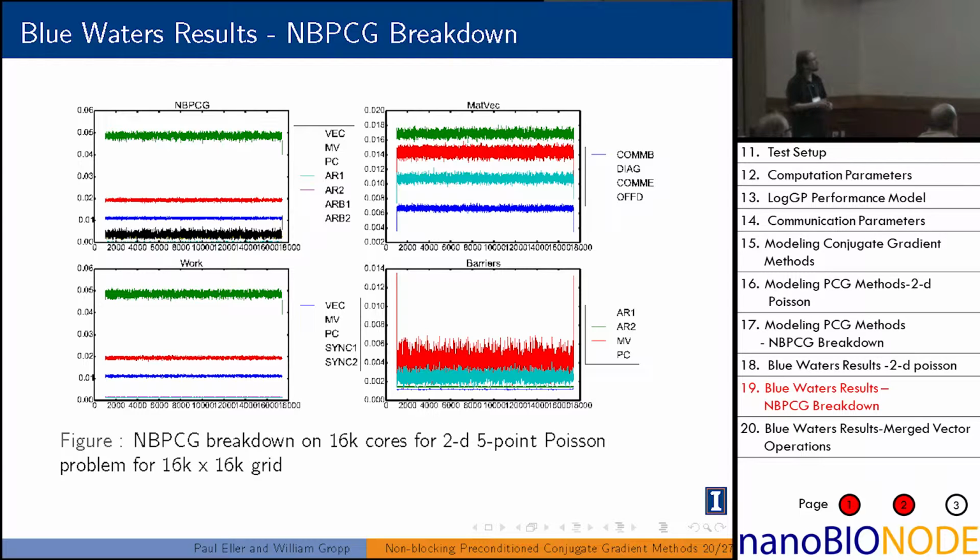For the bottom two graphs, we insert barriers after each of these operations to try and figure out where the variation in performance is coming from. And in general, we can see that the matrix vector multiply is causing a lot of blocking going on in there. There's some in the preconditioner. In general, the Allreduces themselves, there's not too much performance variation in those.